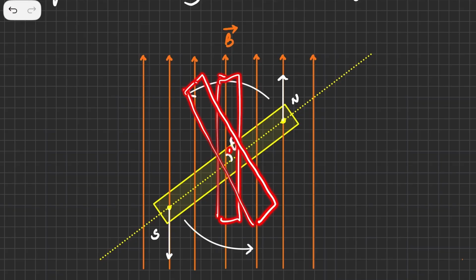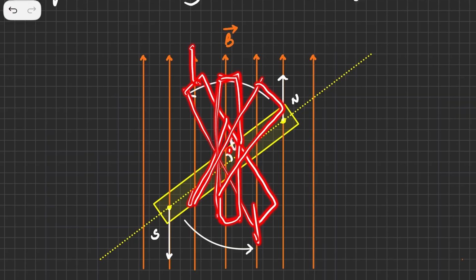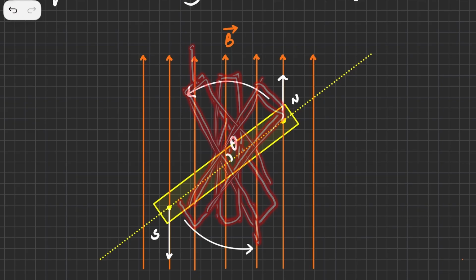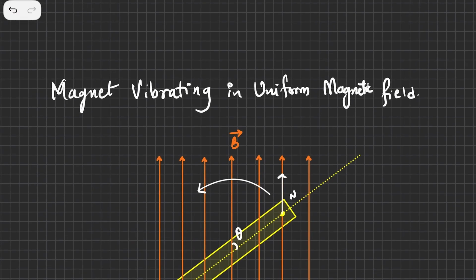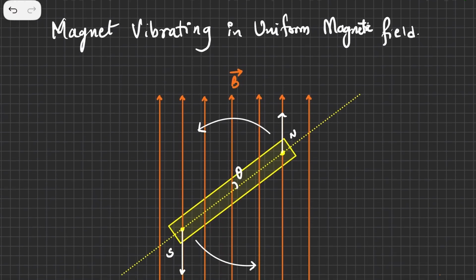Now at this point again, the forces will act upwards and downwards, and it will act upon a torque, and it will again try to balance it in the center, but it is not going to stop at the center, it is going to go on the other side, and again it will go to the other side. So the magnet is just going to oscillate like this, back and forth, back and forth. The time period of such oscillation is what we are supposed to derive today.